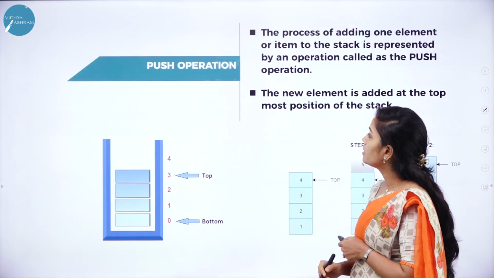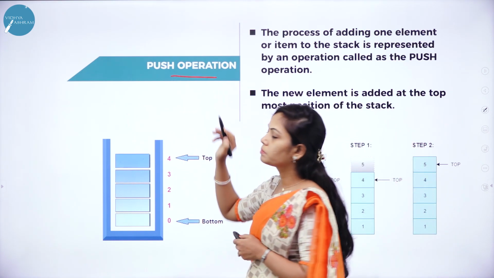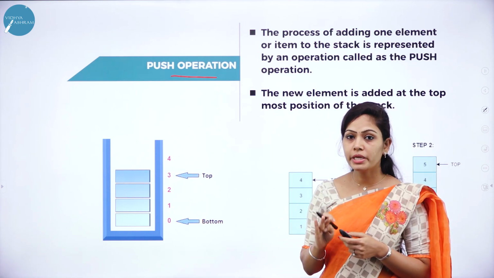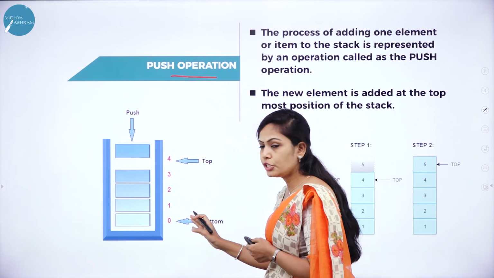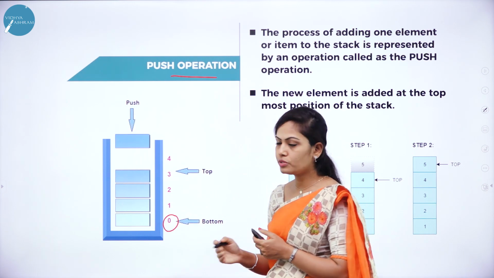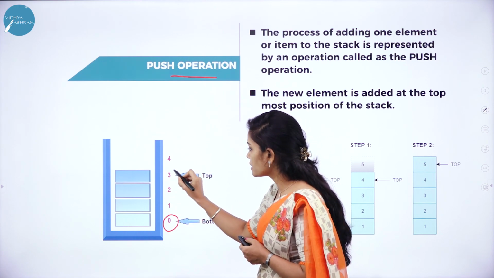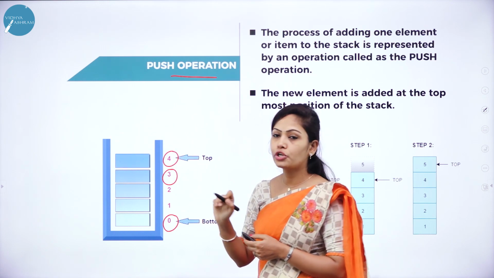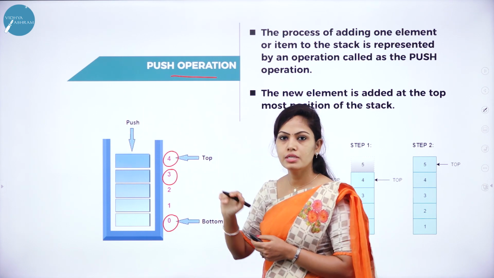First we'll see the main operation of stack called push. Push means adding, inserting an element into the stack. Push is the process of adding a new element into the stack. Here you can observe 0 is my bottom value. The base value starts from 0, 1, 2 and 3. 3 is my top value. Once I push the element, 4 will become the topmost value. This is called pushing an element into the stack.